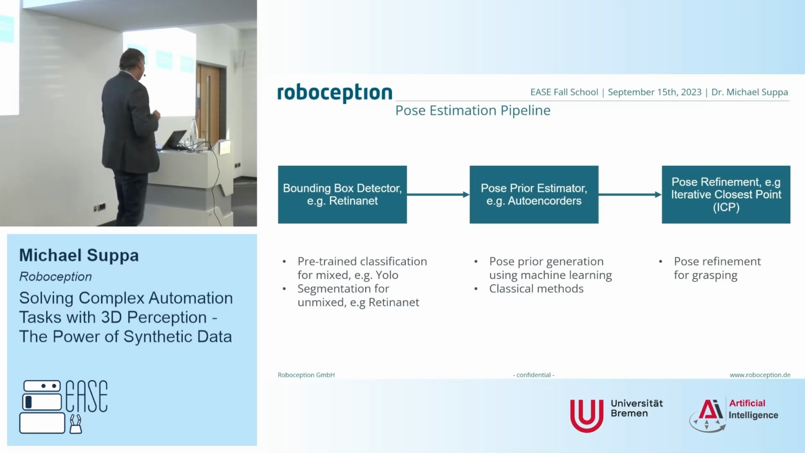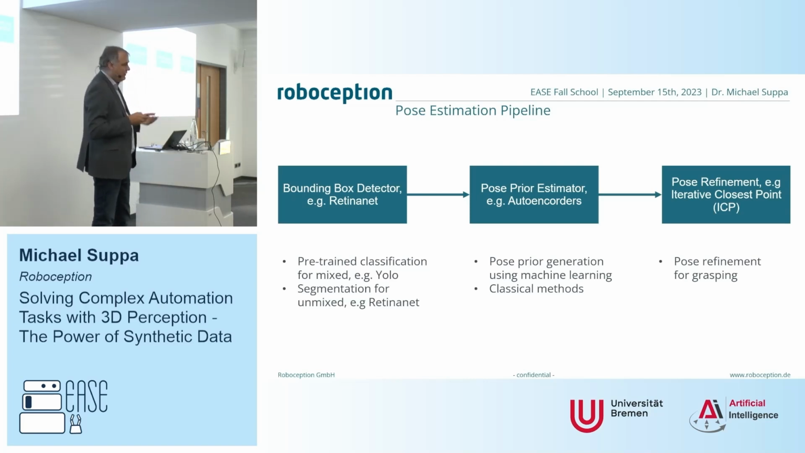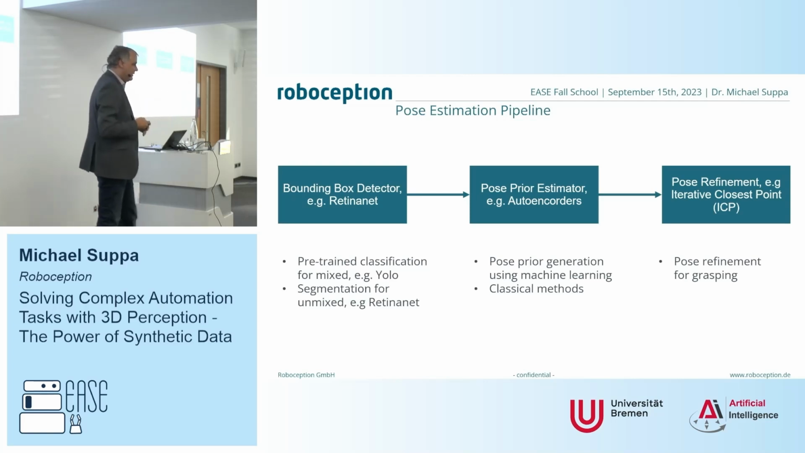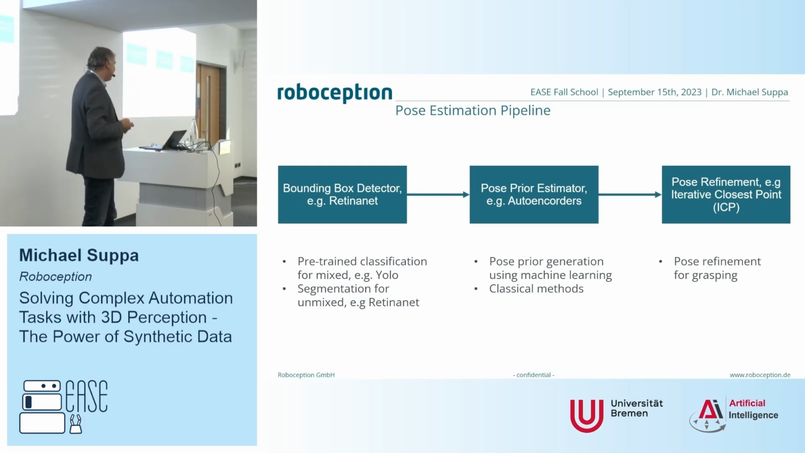So this is why we usually recommend to have this kind of flexible pipeline, because sometimes you don't need a bounding box, you just need a pose prior. Sometimes you don't need the refinement, and then you can basically reuse the experience that you have from other applications. For pick and place, pose refinement is necessary because you want to be accurate to sub-millimeter in order to grasp the part correctly. For pick and drop, usually pose refinement is not necessary, so you can skip that part.